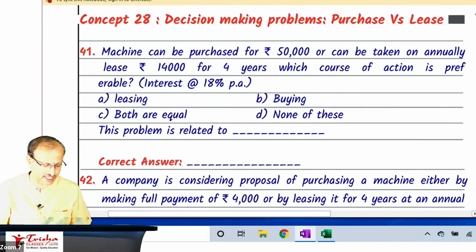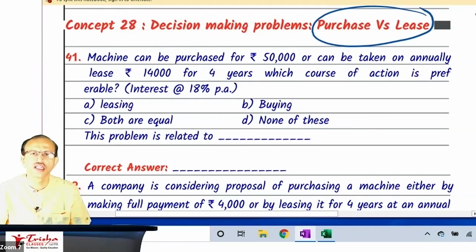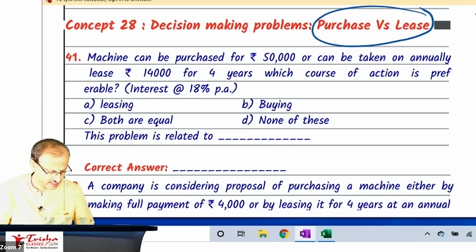Concept 28 continued. The decision making problem, one type given as purchase versus lease. You have two options in front of you. Should I go for purchase? Should I go for lease? Lease is basically long term rentals which you have to pay for many years.